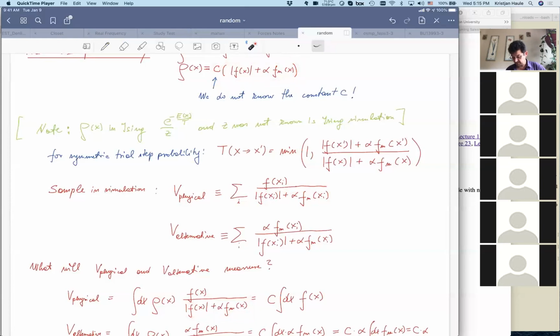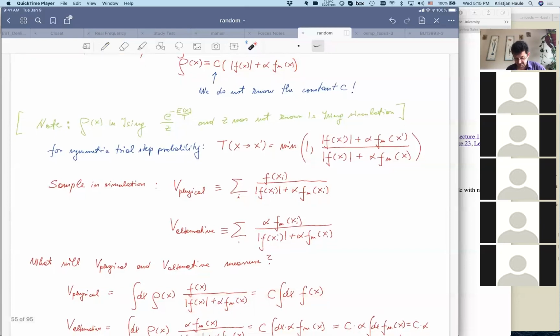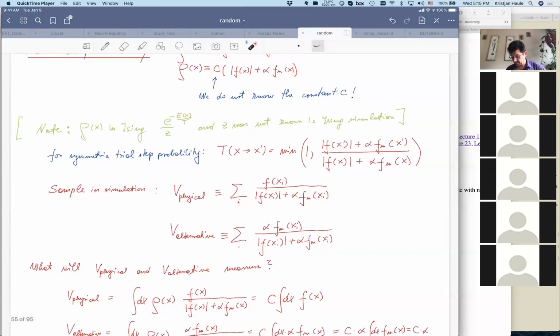So they cancel, and what you get is just the constant times the integral that we're really looking for. Okay, so now you see that if we were measuring only v physical and we didn't have the alternative thing, we would determine the integral times a constant, but we don't know the constant. So we know the integral up to a constant, but that's not a useful thing, is it? We need the number.